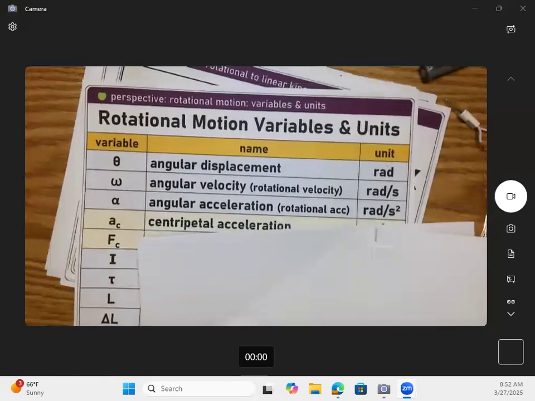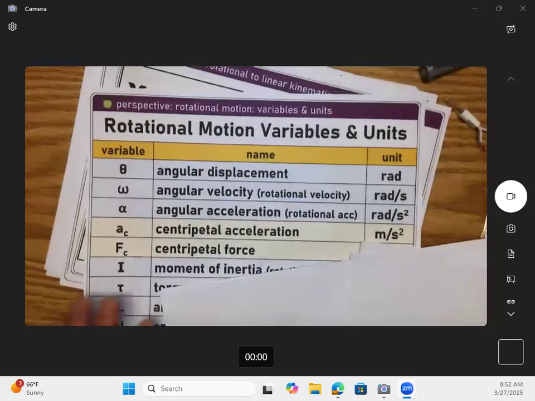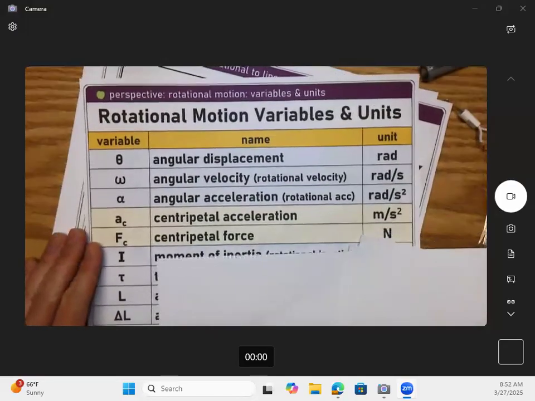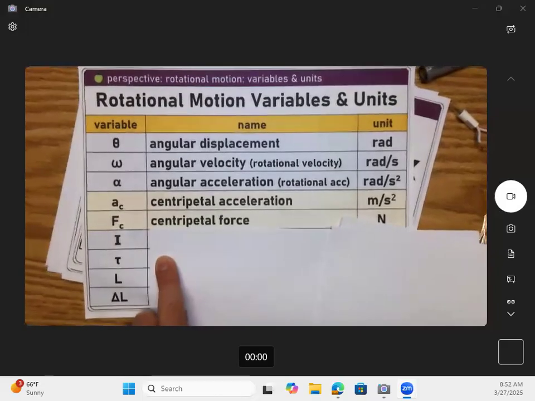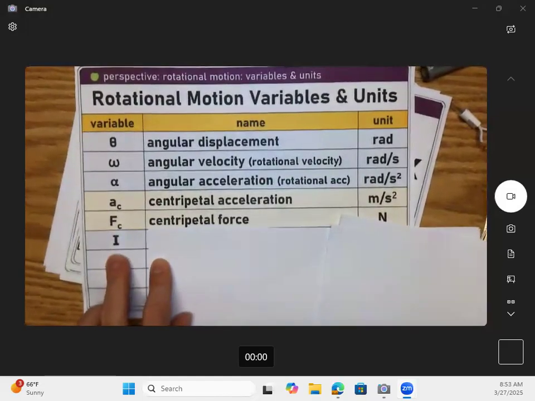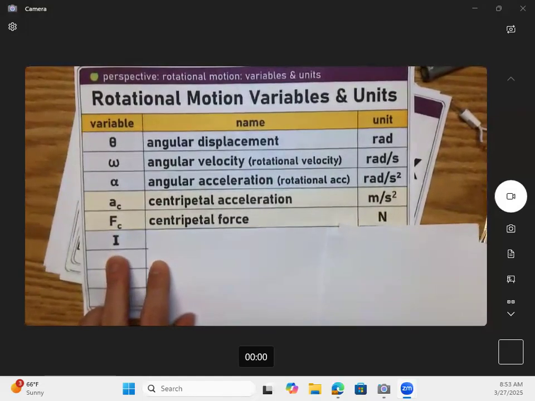Okay. All right, so I'm going to skip over these yellow rows. You guys know those. All right. So here's some stuff we haven't looked at in a couple of months. Guys, what does capital I stand for?